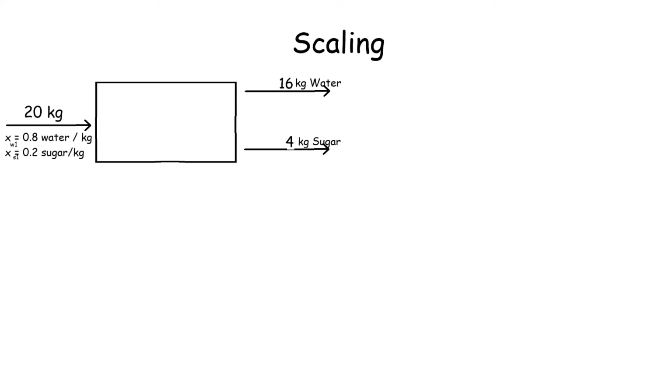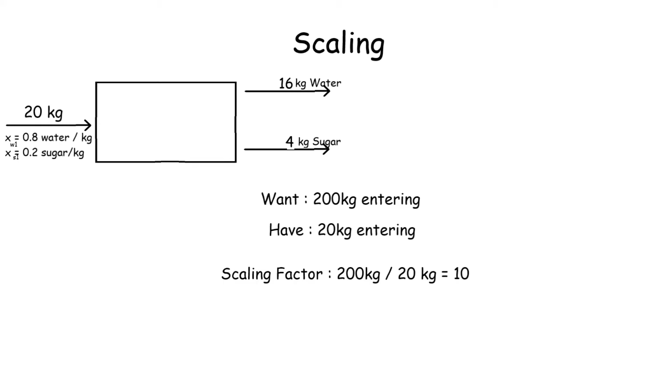So going back to our flowchart, we have 20 kilograms entering the unit and 2 unknown product streams. But let's say we wanted to expand the process, so instead 200 kilograms were entering the unit. First, we have to find out the scaling factor. So take what we want the final amount to be, or 200 kilograms, and divide that by our original 20 kilograms. We get a scaling factor of 10.